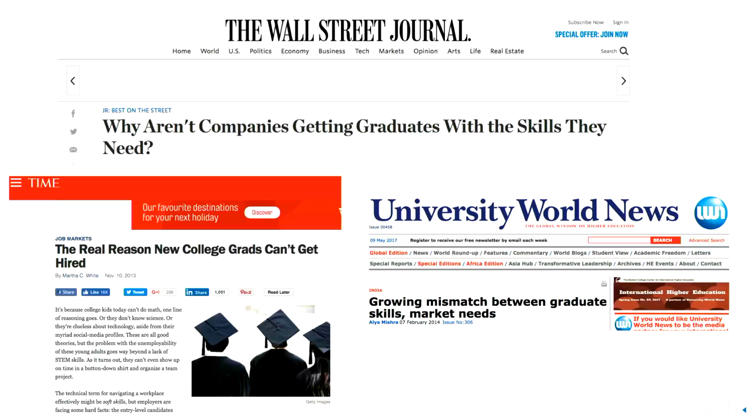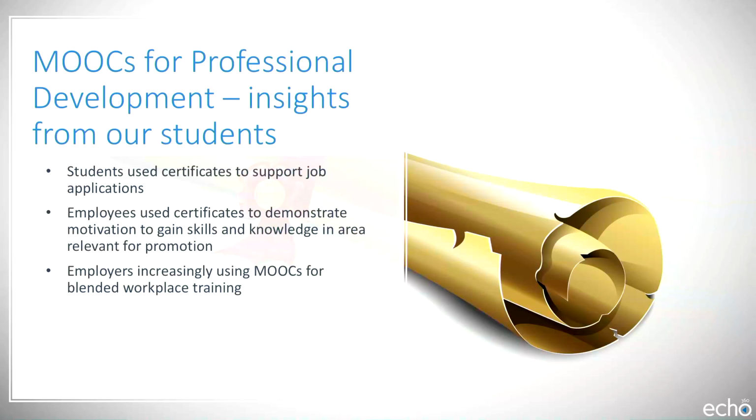One of my favourite papers, which was brought to my attention by the previous president of EDUCAUSE, Diana Oblinger, was from the Harvard Business Review about resilience. It was a real life-changing moment for me, because it encapsulated that we need to be more resilient, and not just in education, but we need to follow businesses' resilience model. So, MOOCs for professional development: insights from our students.